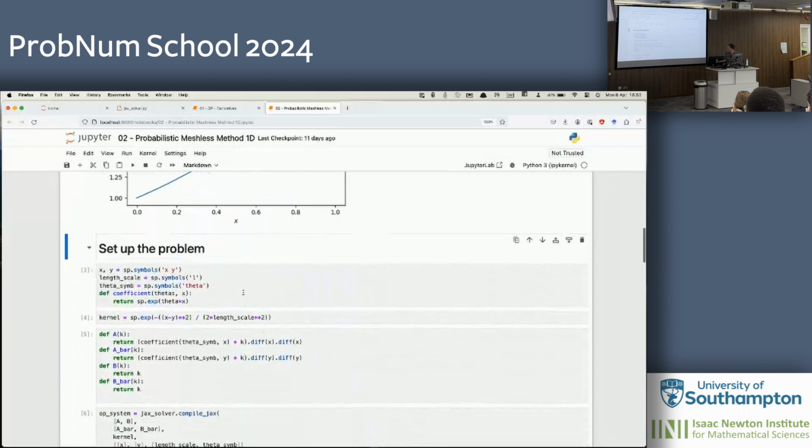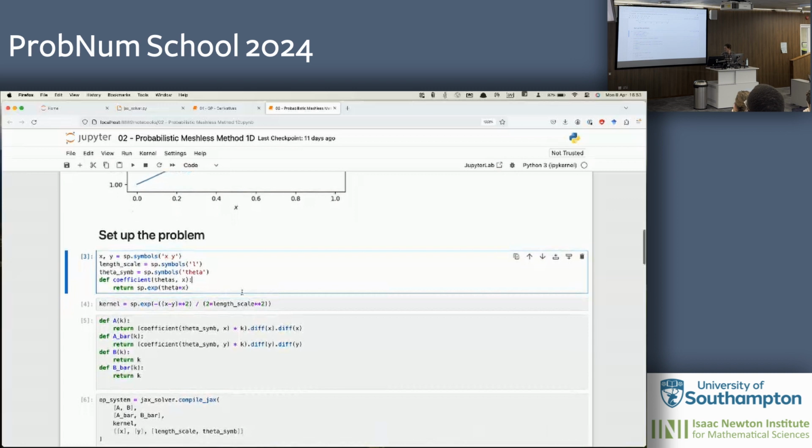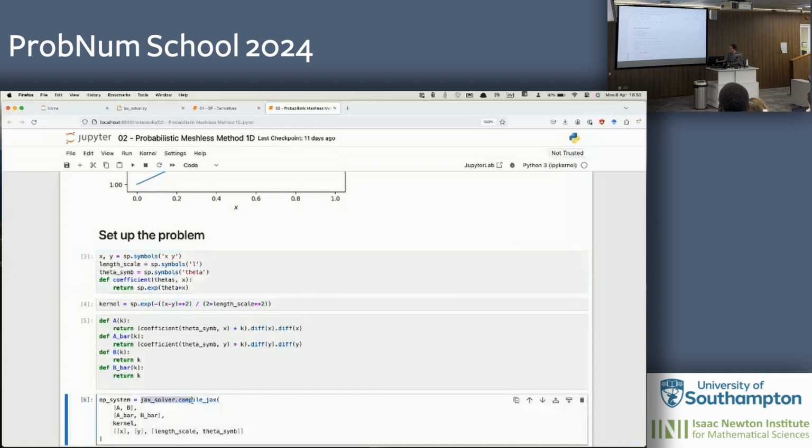Now we have, as we did before, some problem setup. I'm again leaning on this JAX solver.compile JAX, and I'm again leaning on this squared exponential covariance function because it's so wonderfully easy to differentiate. In terms of this autodiff part, the only additional complexity is that whereas on the previous slide I had to pass in just one function, which was the derivative function, here I have to pass in both my interior and boundary conditions.